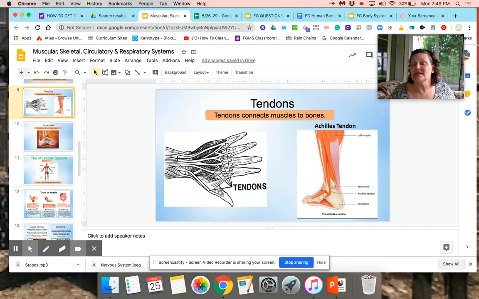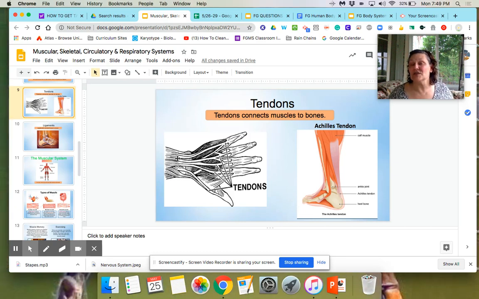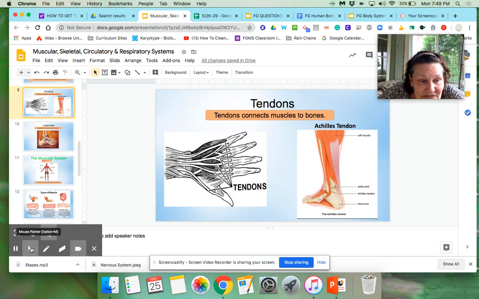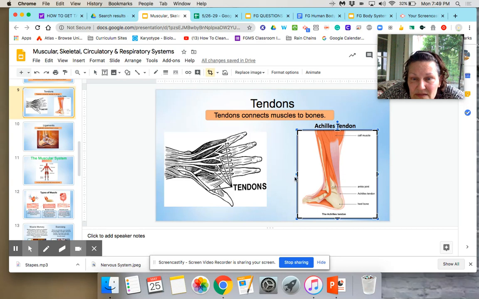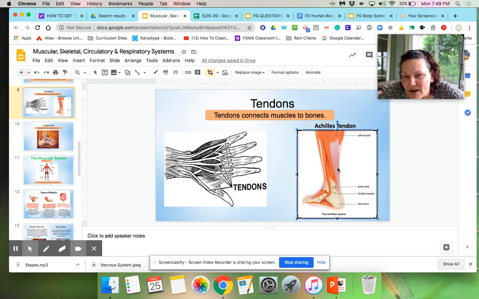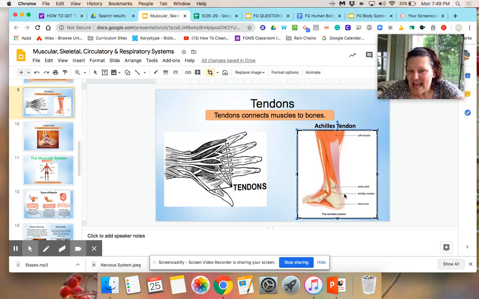Another one is in the calf of your leg. There's something called an Achilles tendon. At the end of the gastrocnemius muscle, the calf muscle, you have this tendon, which is right here. Let me see if I can. I can never work this darn thing right. There we go. This thing right here is called the Achilles tendon. Notice it's attached to the back of the calf muscle, and it's attached to the heel.